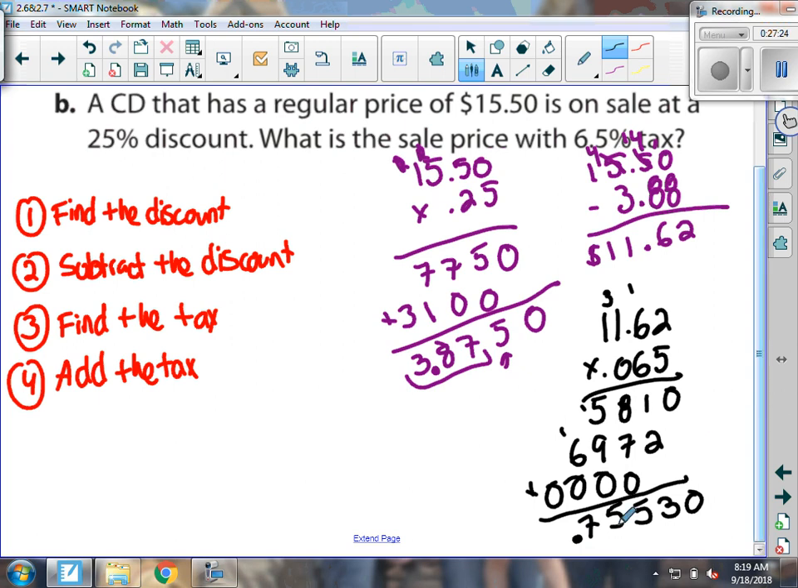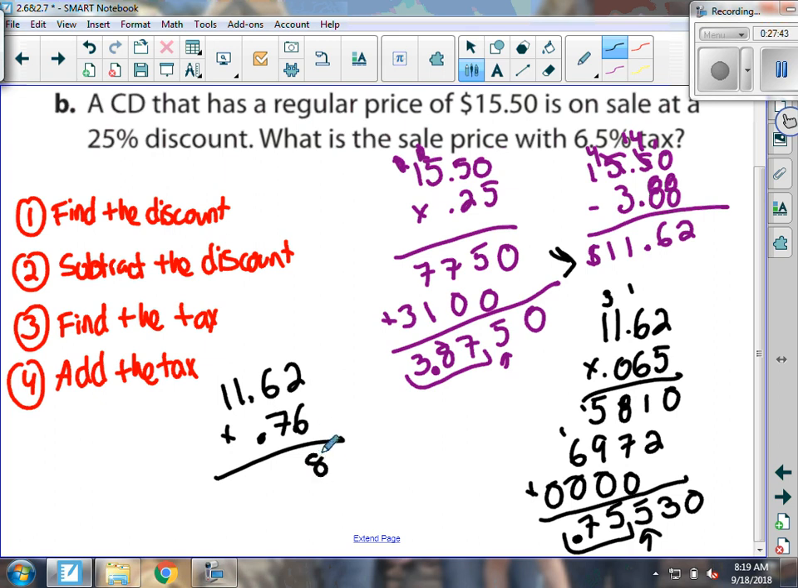So how much is my sales tax? I've got to round this to the nearest hundredth. So the 5 is going to make this 5 go up, so it'll be 0.76. I need to add that to my sale price of $11.62.